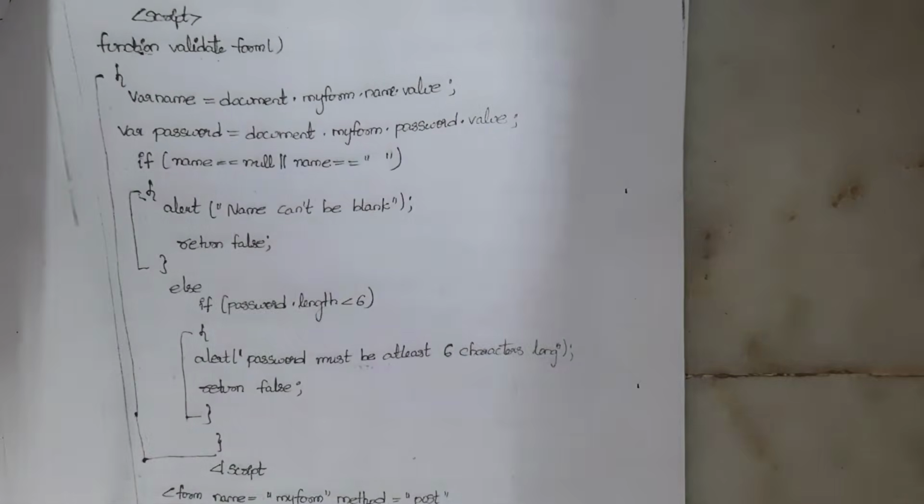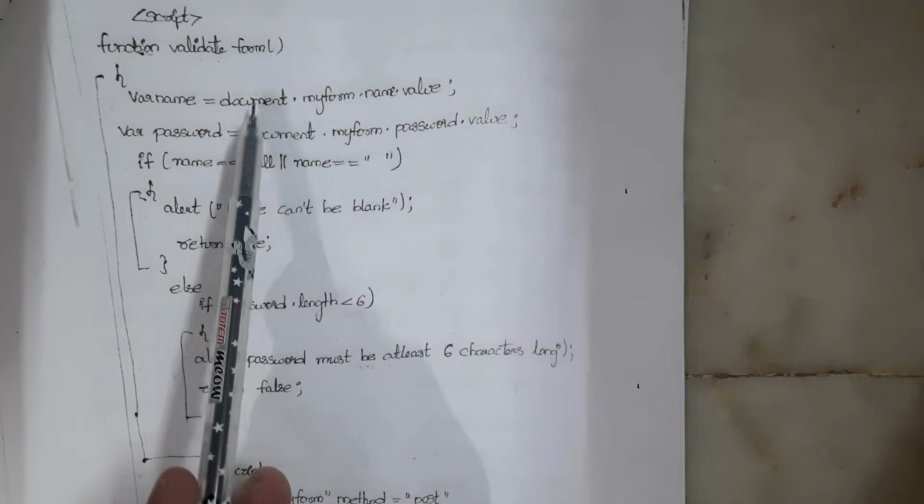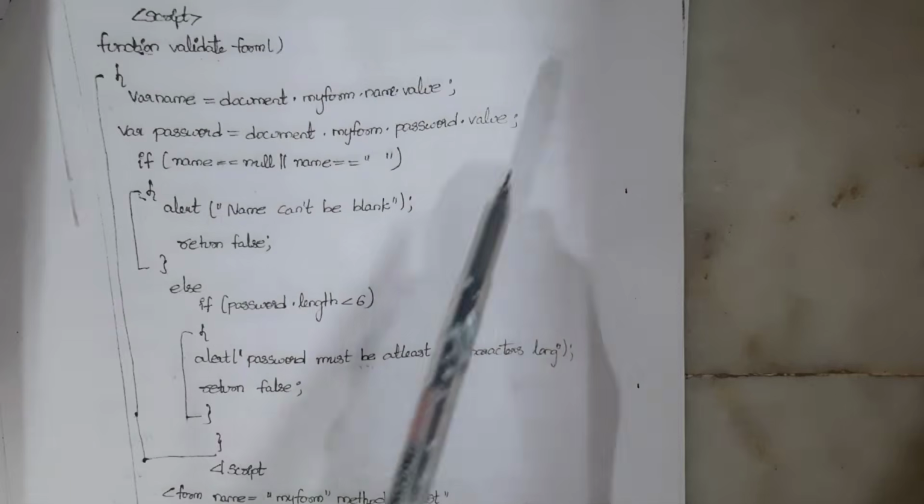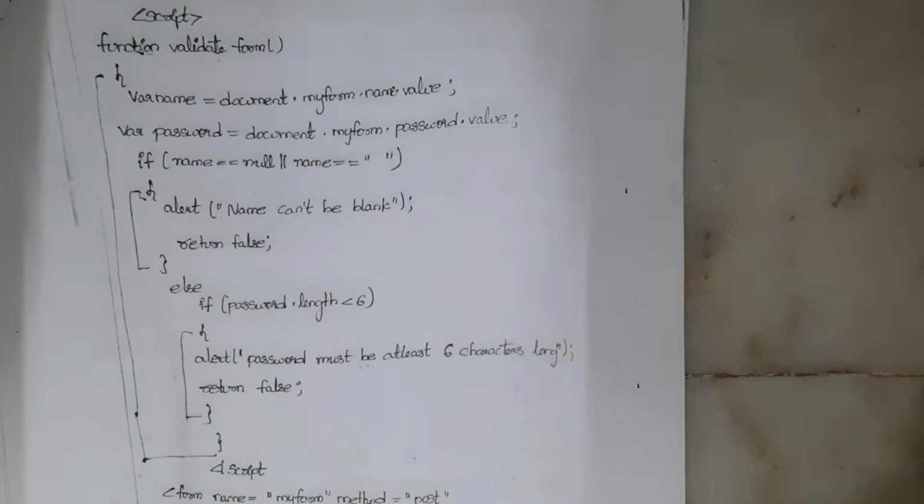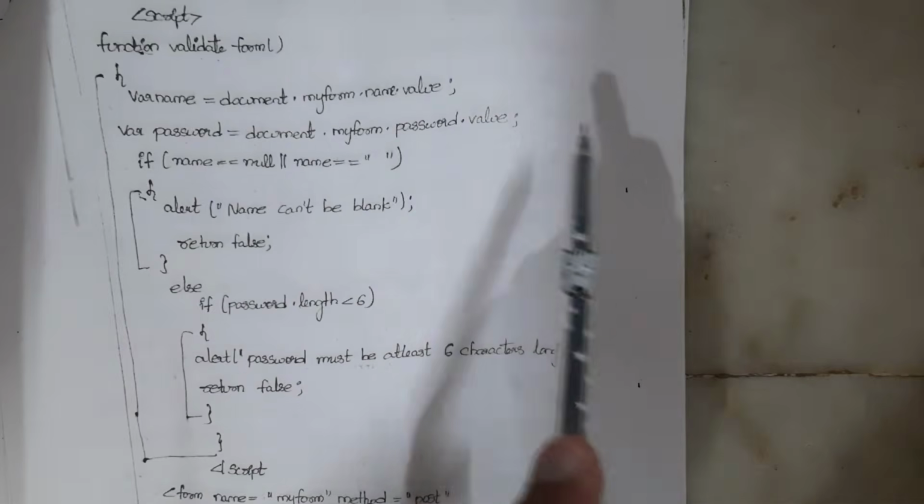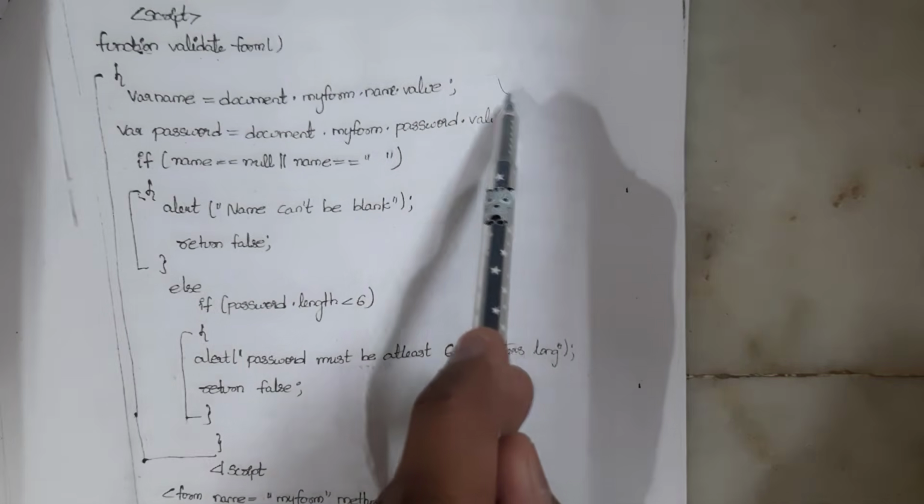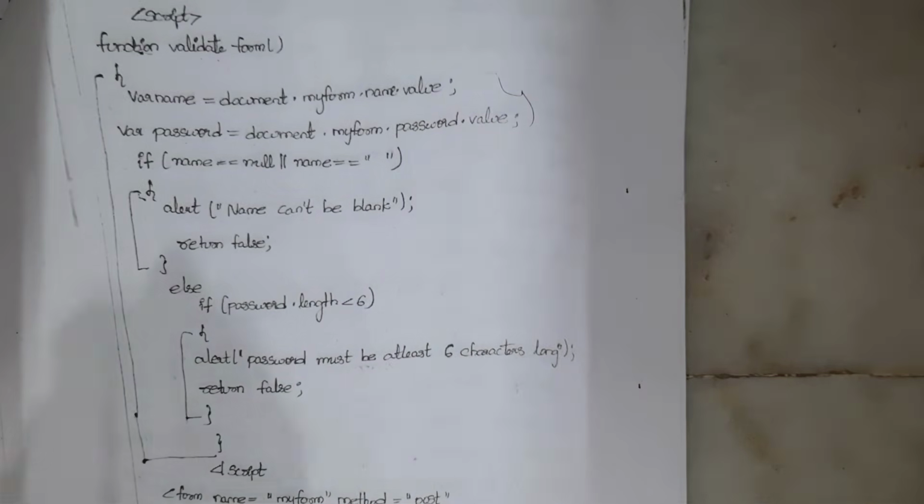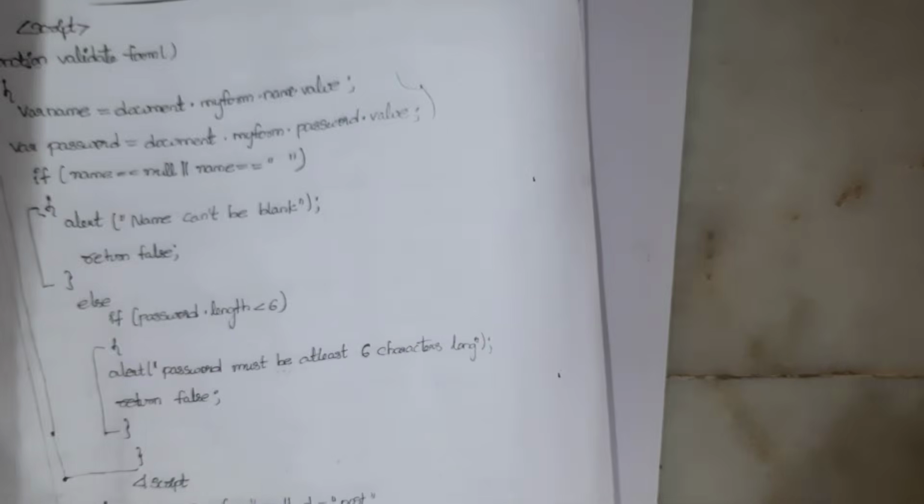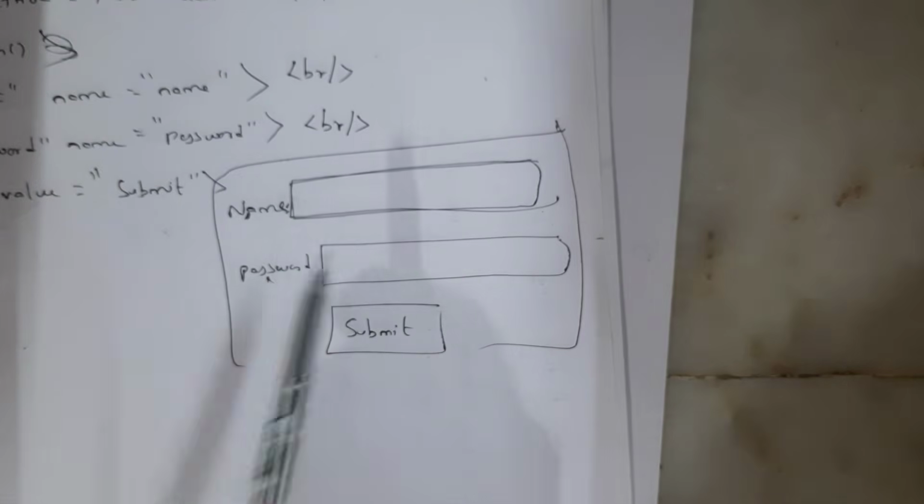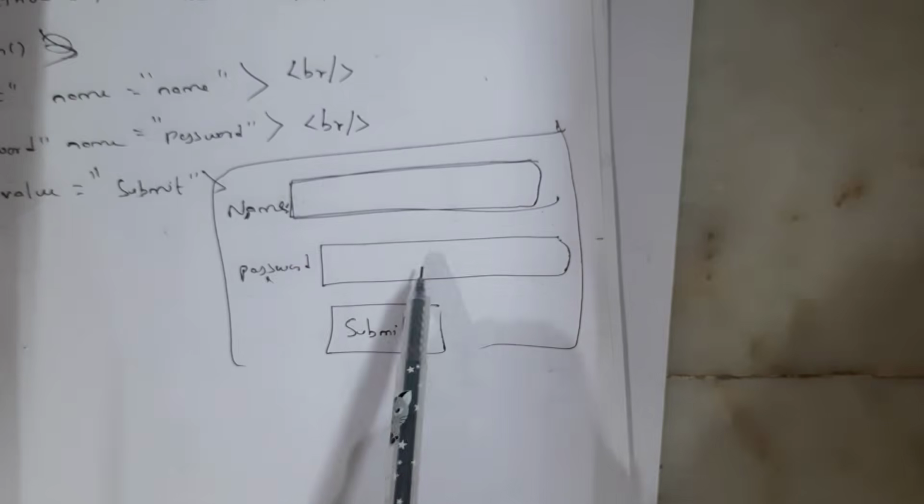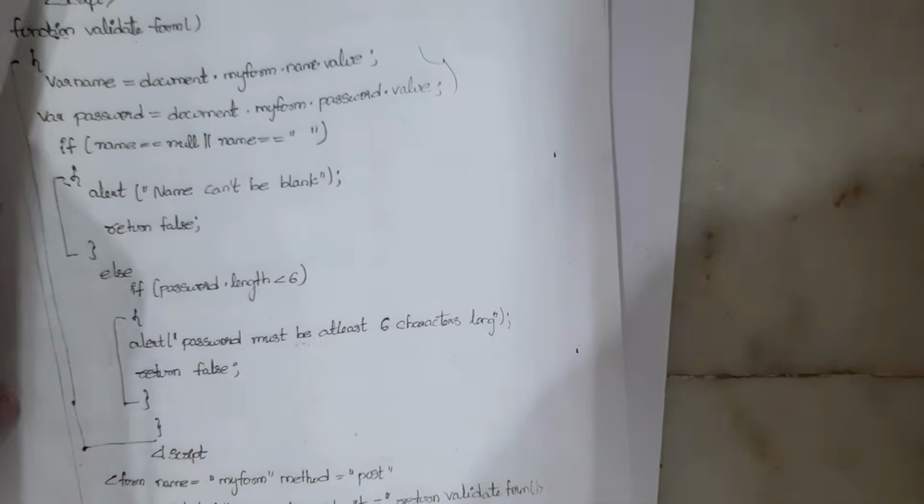Inside validateForm, I gave a variable name as document.myForm.name. That means whatever information we have entered in the form will be available here. And the variable password is document.myForm.password.value. These are the two lines of code which we need to write. The meaning of this is that whatever information we have entered inside name and password, it will validate this information.